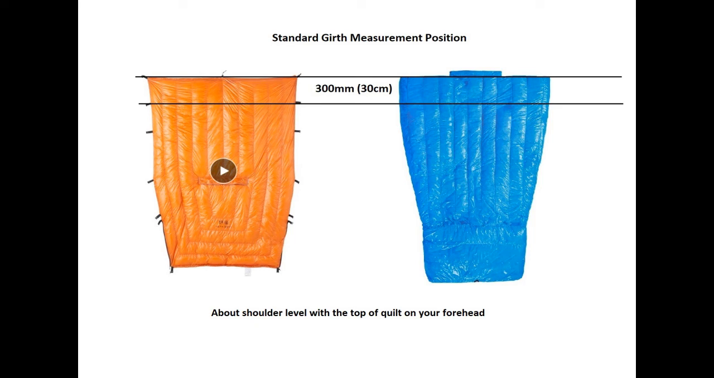30 centimeters from the top seam, which would be a little below the shoulders with the quilt at your forehead, seems like a nice clean choice for a standard.